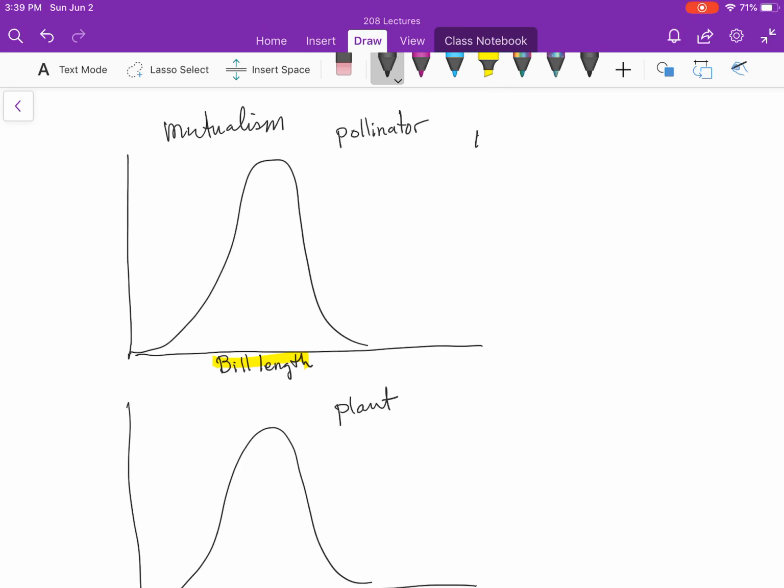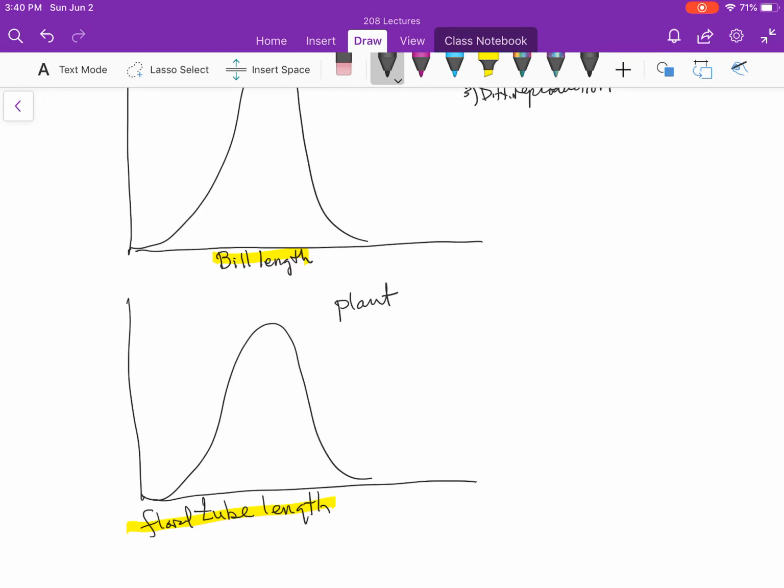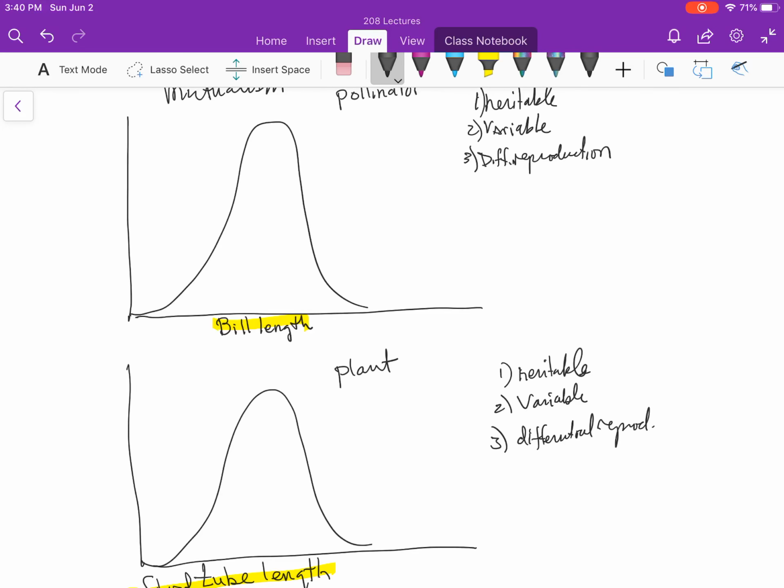We're going to have to start out with that trait being heritable, and it's going to have to be variable, which we see it is from here, and it's also going to have to result in differential reproduction. So I can pretty much copy that and put it down here, because this trait's going to have the same thing. It's going to have to be heritable, and of course flower tube length is heritable. It also is variable in the drawing that I've brought you here, and it has to be associated with differential reproductive rates.